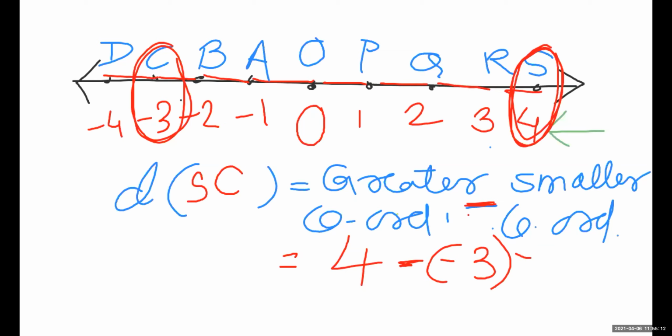Now what should be the next step? It's 4 as it is, minus will be the plus and 3. So 4 plus 3, how much is it? 7 units. Okay. Understood? How to find out the distance between the 2 points?